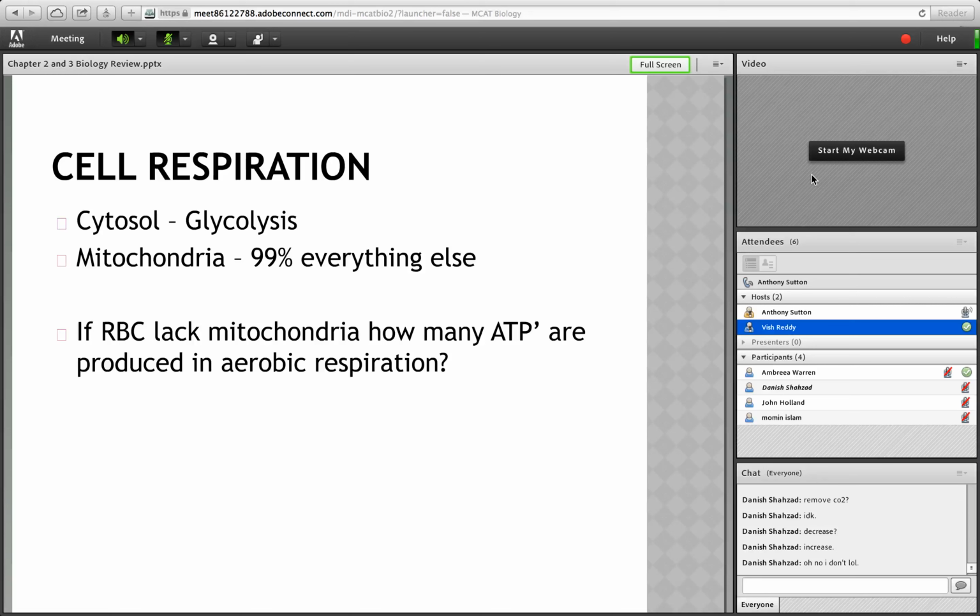how many ATPs are produced in aerobic respiration? How about Donish?